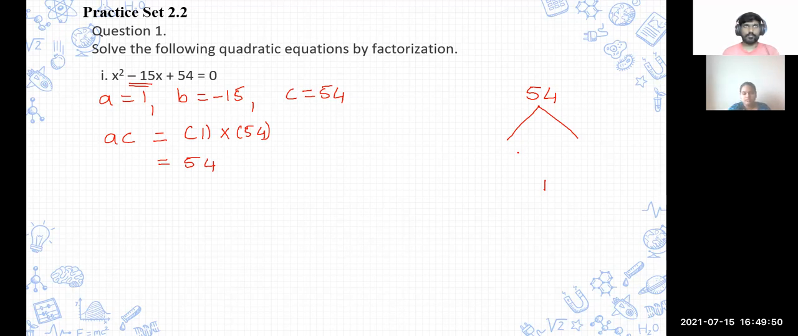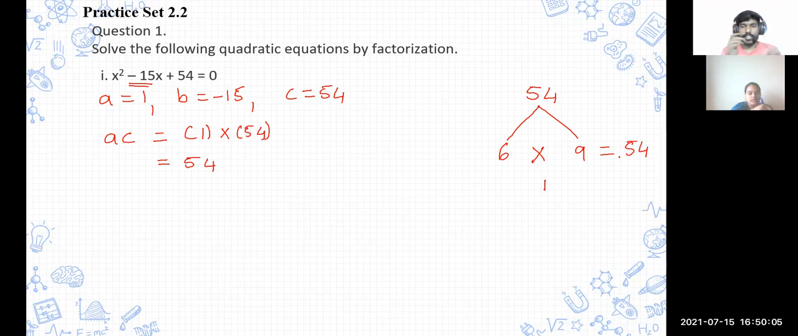Five nines are... sorry, six nines are... correct. 6 multiplied by 9 is giving you 54.